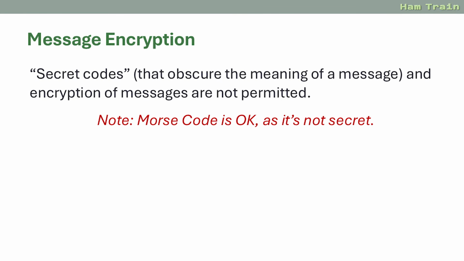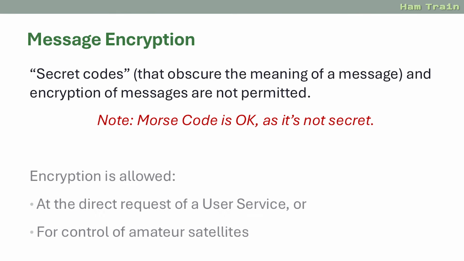Moving on now to the encryption of messages. Secret codes that obscure the meaning of a message and the encryption of messages over amateur radio are not permitted. You should note the exceptions though. Morse code, for example, is okay, as it's not a secret code, as are some of the other codes that we use in amateur radio, such as CQ for calling out to someone to talk to, as well as what's called the Q codes. For the exam, remember that it's secret codes that are not permitted, as well as encryption.